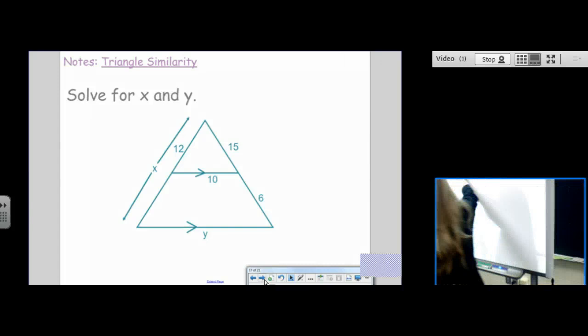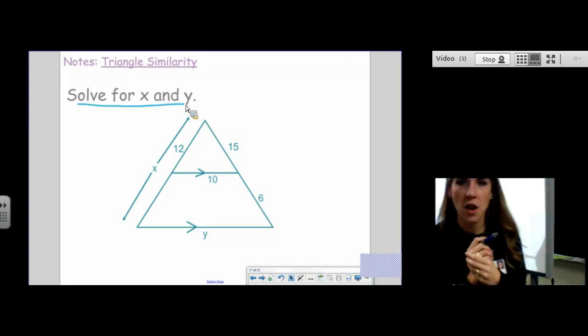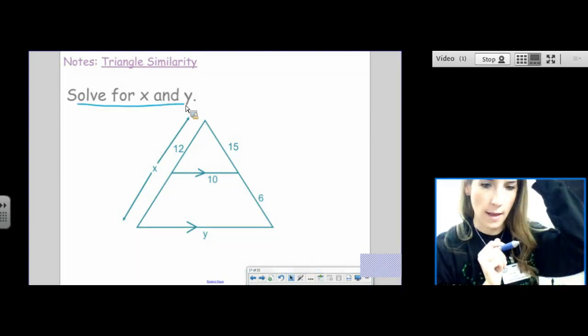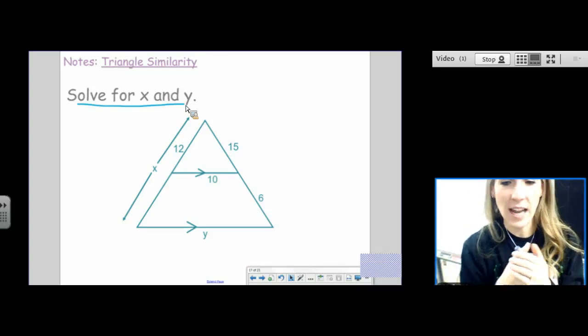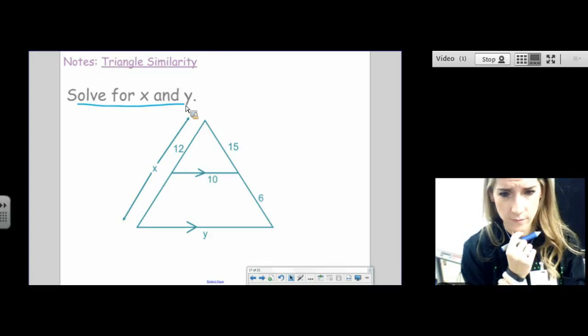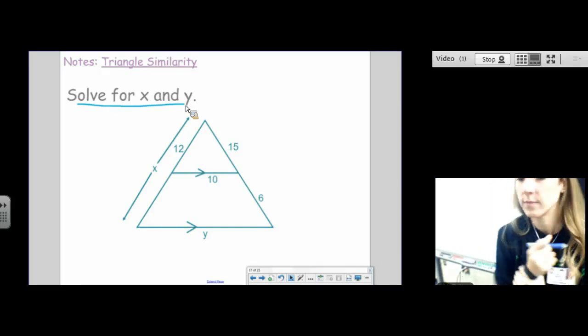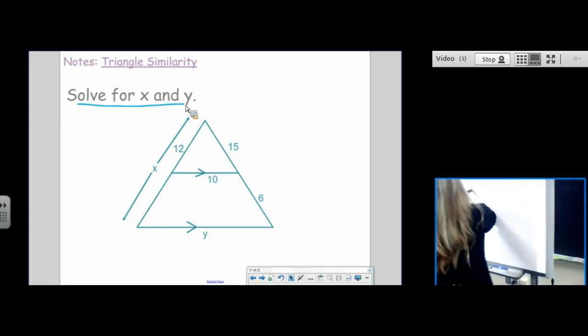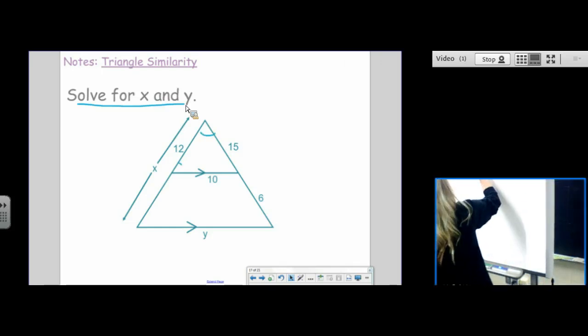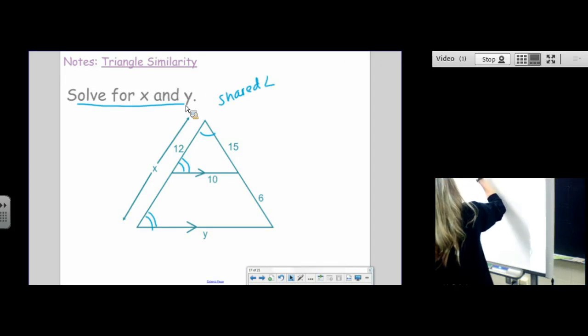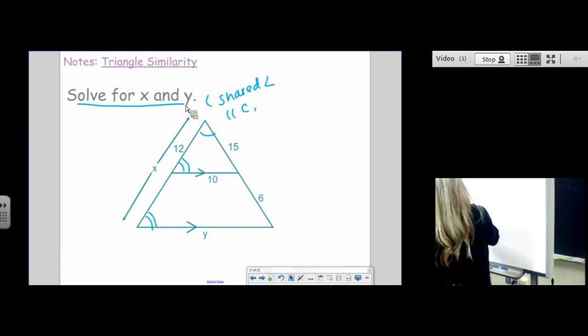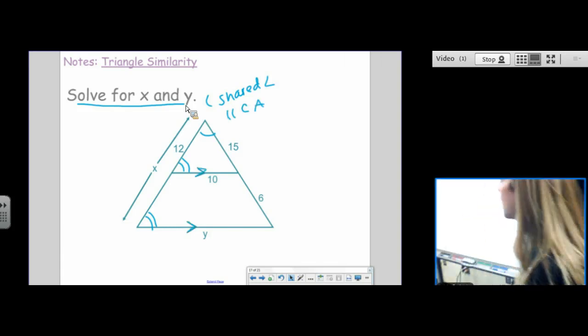Solve for x and y. The directions just changed. We're not proving them similar. We're solving for x and y. Are these two triangles similar? Because you surely can't set up a proportion unless they're similar. I would say yes, they're similar by angle-angle, because this is a shared angle, and the other two with the double arc are corresponding angles with parallel lines. So, yep, they're similar. Now we can set up a proportion.